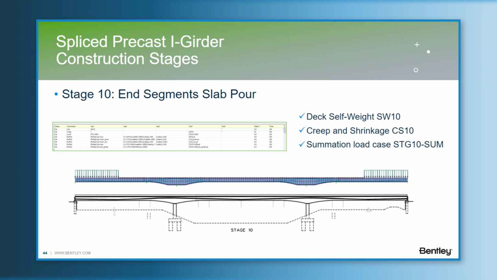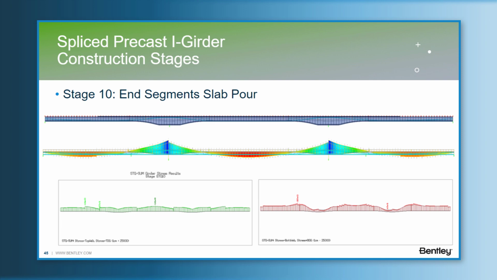So stage 10, end segments, slab pour. So for the self-weight of the deck wet concrete on the extreme spans and the corresponding obtained results.